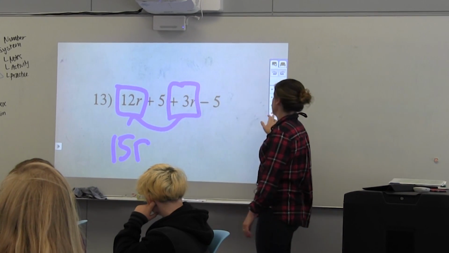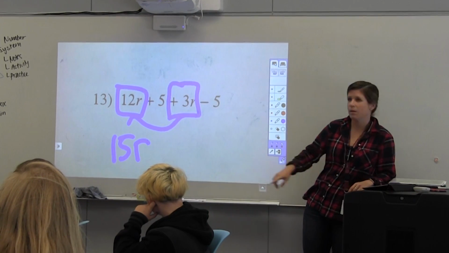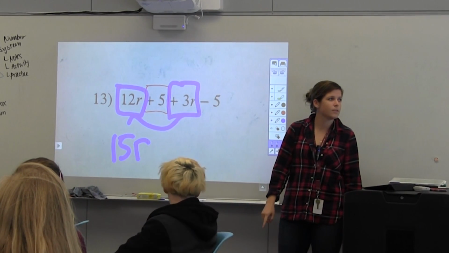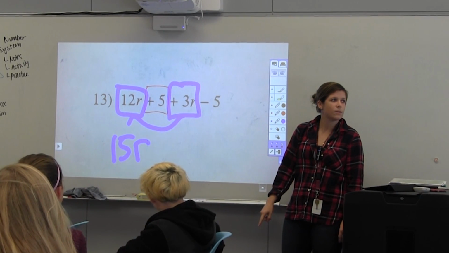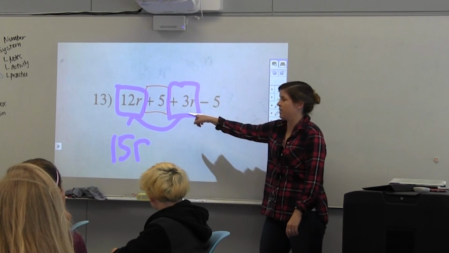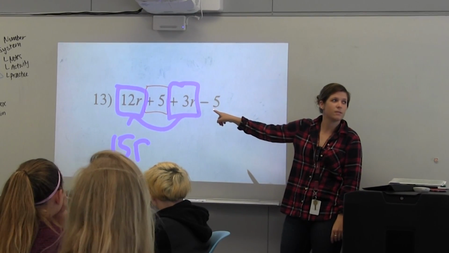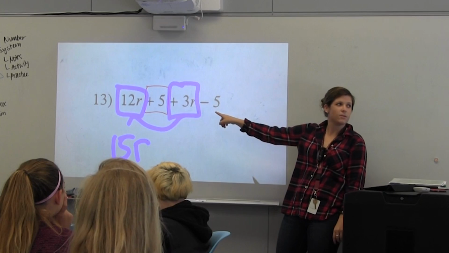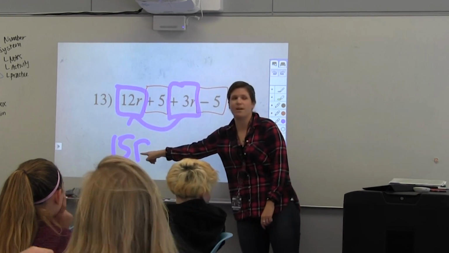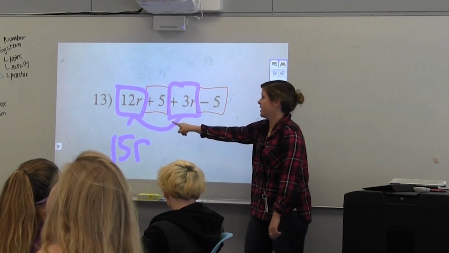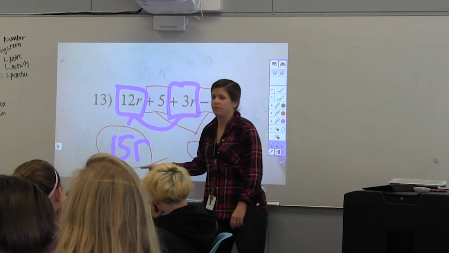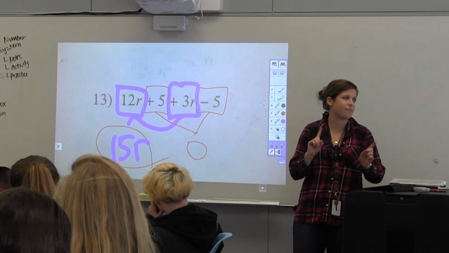Okay, what else are my like terms? Plus 5. I've got a positive 5, good job. Oh, hold on. So I have plus 5 is a like term with what? Minus 5? Yeah, the negative 5. So I can't add that 5 to the 15. What I can do is I can add positive 5 and negative 5 and I get 0. So my answer is 15R. So you can't add that 5 to the 15R.